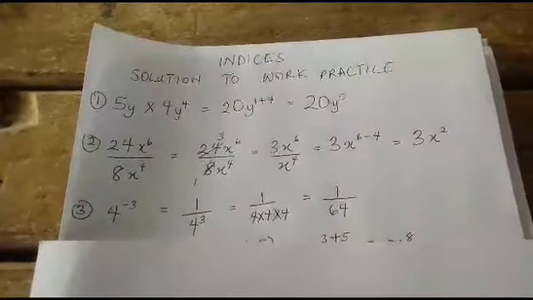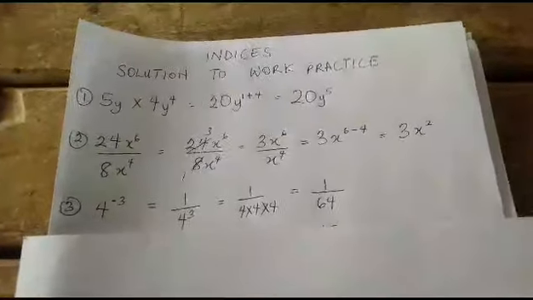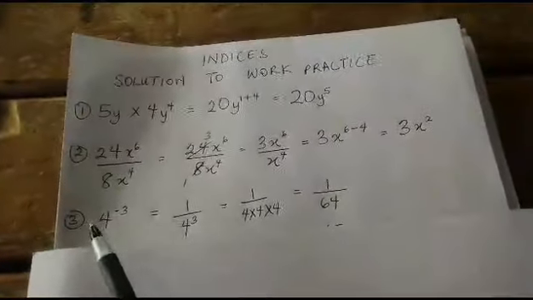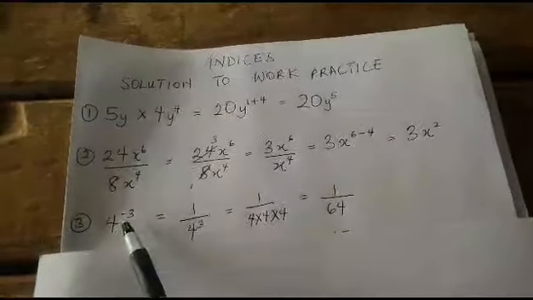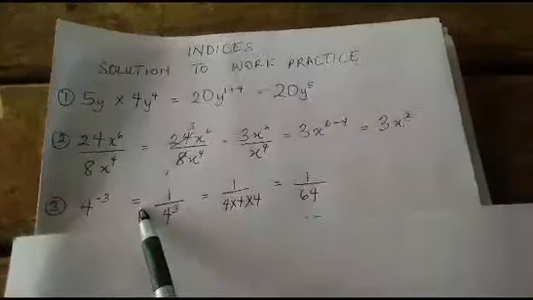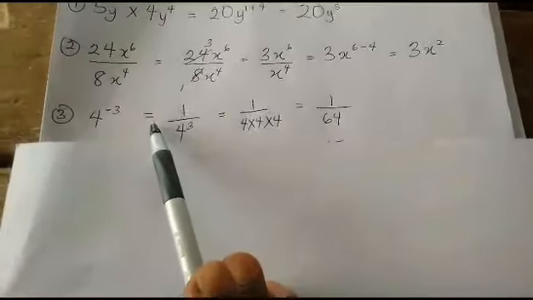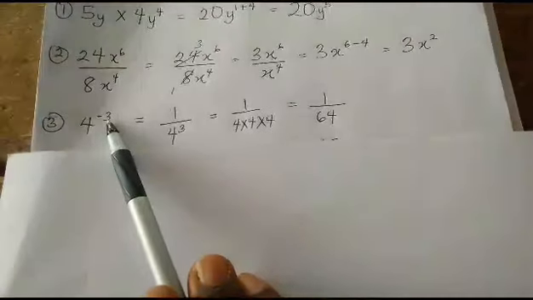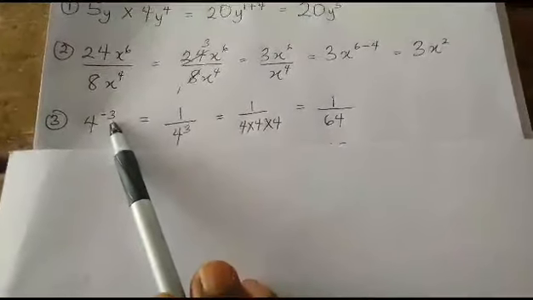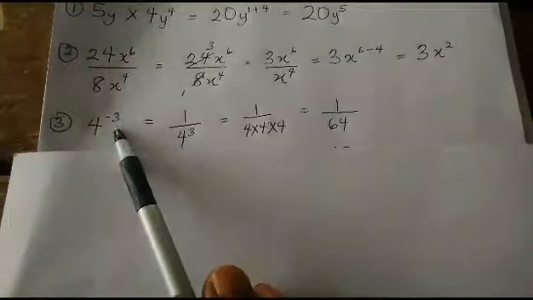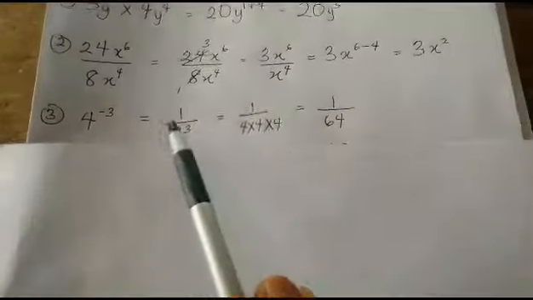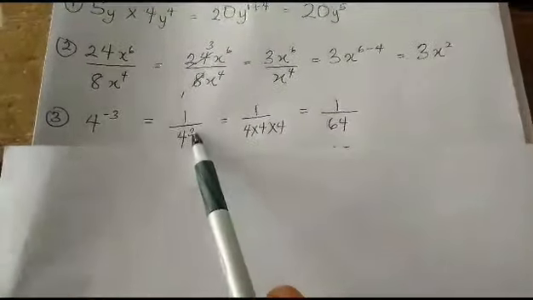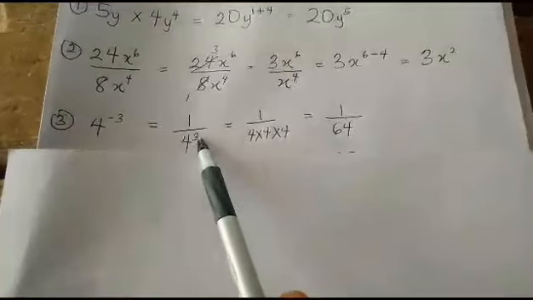Now let's look at the third question. Here you have 4 raised to power minus 3. In the law of indices, we say that whenever you have a negative power, you need to change it to a positive power. So this is the same thing as saying 1 over 4 raised to the positive power of 3.